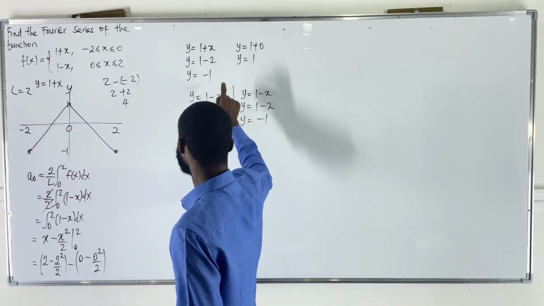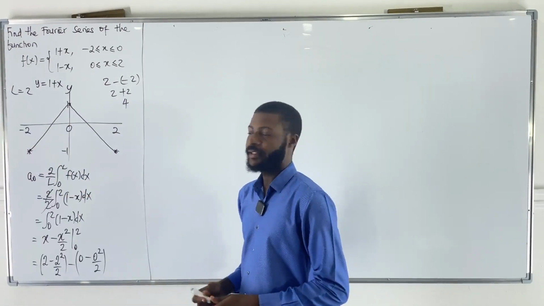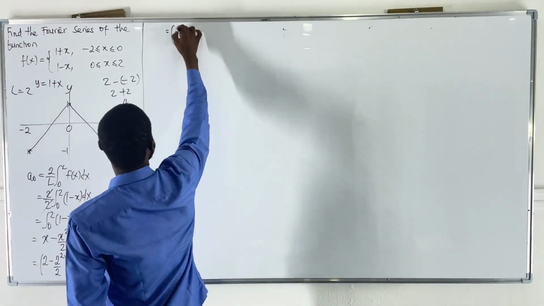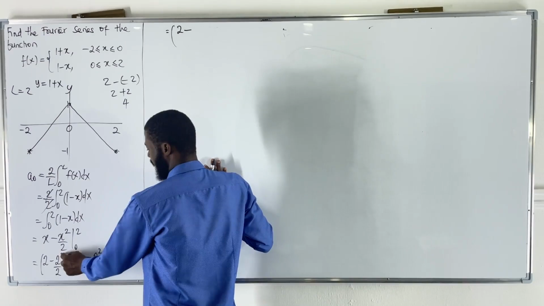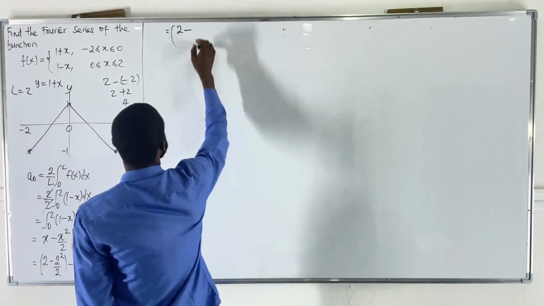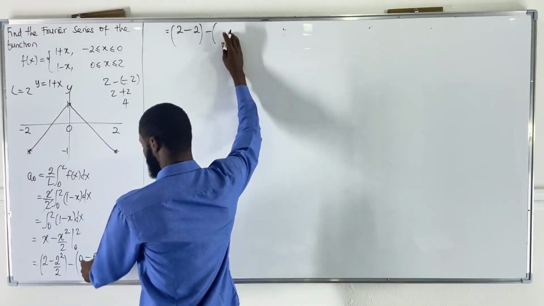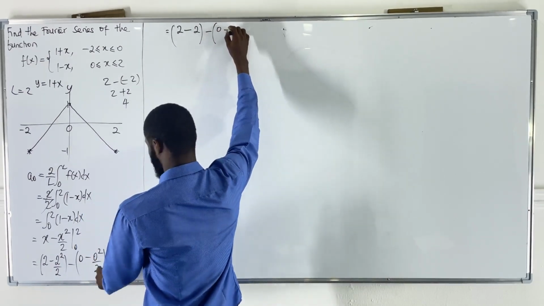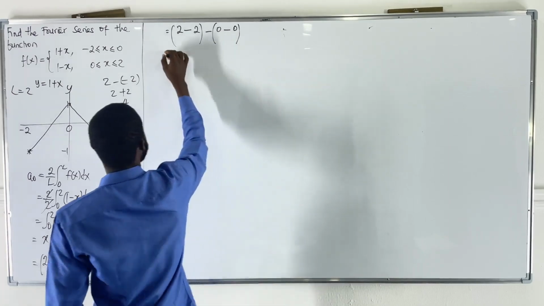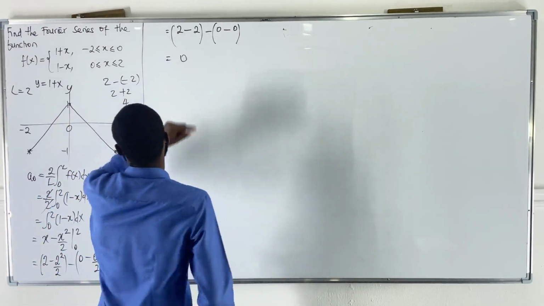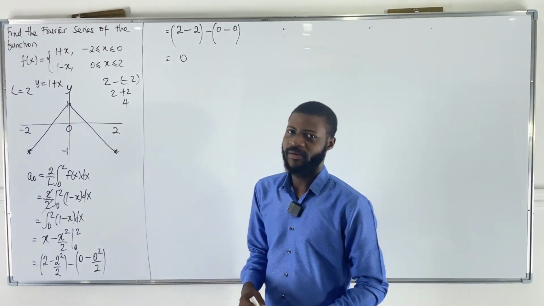So let me wipe this part. So let's proceed. This will become 2 minus 2 squared, which is 4. So we have 4 over 2, and 4 over 2 is 2. Minus 0 is 0. Minus 0 squared is 0. Now everything here will be 0 because 2 minus 2 is 0. This is also 0. So everything will just be 0. And that's kind of clear.